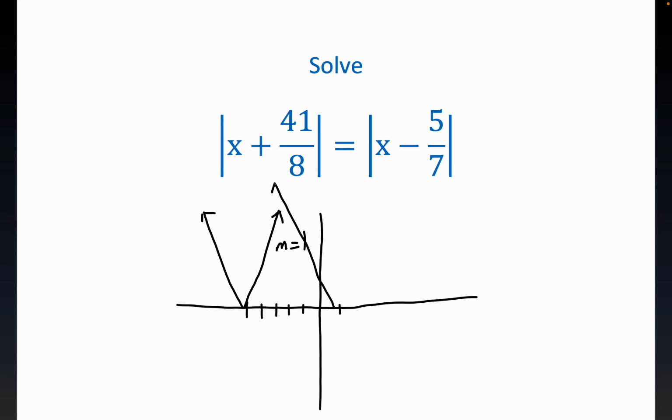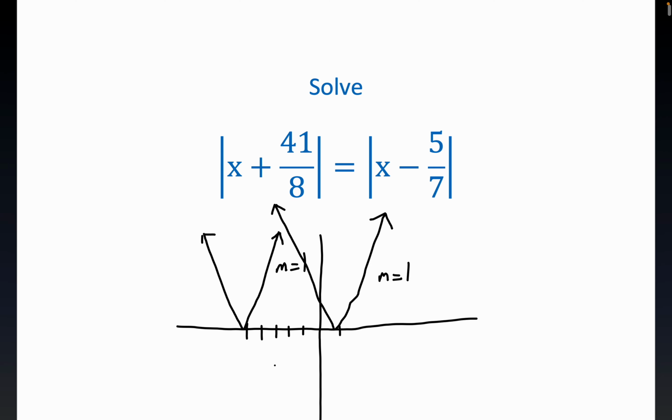Okay. Now you can see it would eventually run into this graph somewhere, and it looks like this. Again, I'm trying to keep these slopes. This also has a slope of m equals 1 over here. Okay, so again, this is 5/7. This is minus 41 over 8. And so you could have some kind of idea. Again, the sketches are by hand, so you never know.